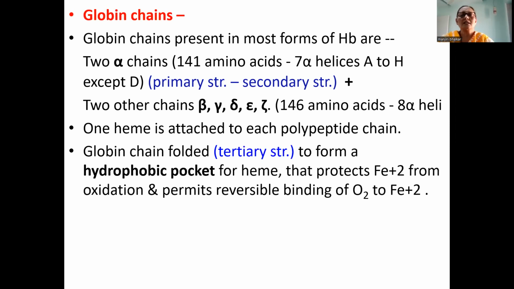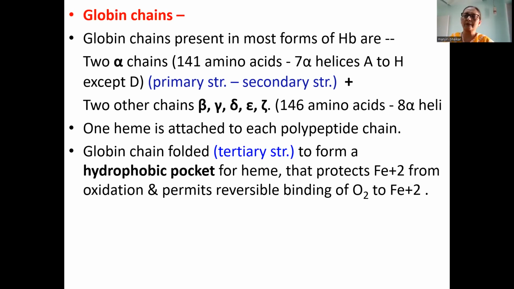Now, the globin chain is then further folded, that is the tertiary structure, and it is folded in such a way that it creates a hydrophobic pocket, where inside the pocket all or most of the amino acids are non-polar, which makes this pocket hydrophobic. And why is this functionally important? Because then it can protect the iron from getting oxidized. Suppose this iron gets oxidized to the Fe3+ state, then it cannot bind with oxygen and it cannot carry the oxygen.